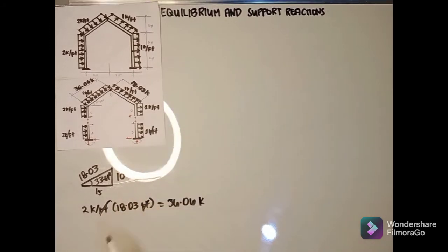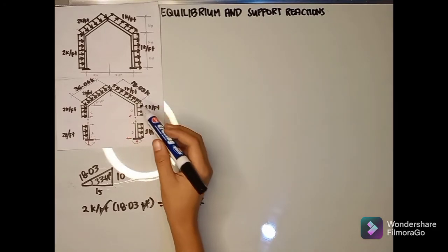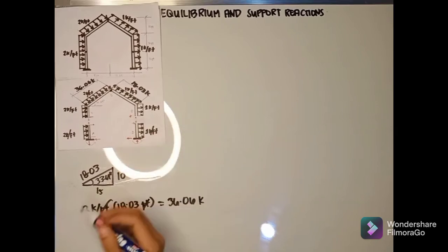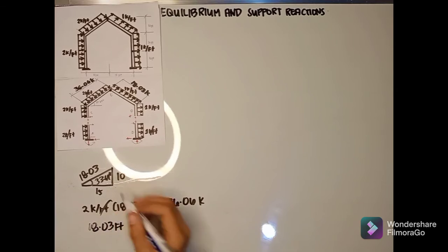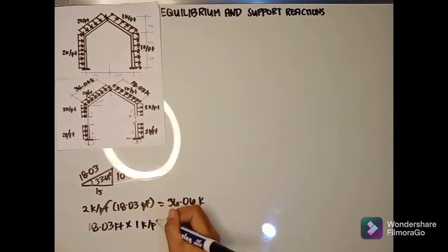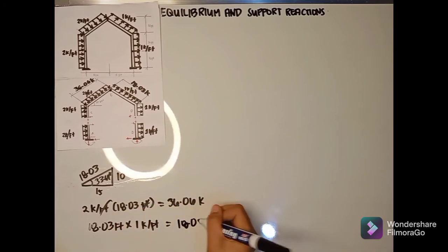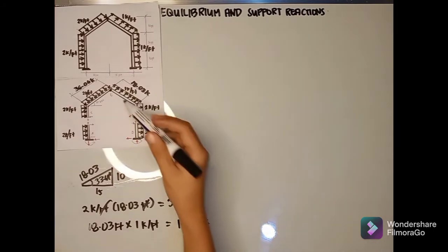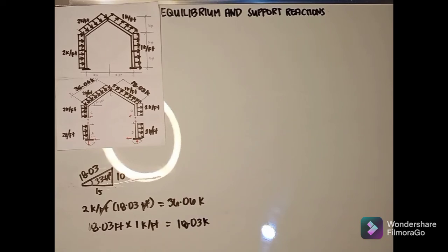And for this one, 18.03, again, let's just multiply 1 kip per feet by the length of the hypotenuse, 18.03 feet. Therefore, we now have 18.03 kips here as the diagonal force, the one on ED. Okay? So, proceed.